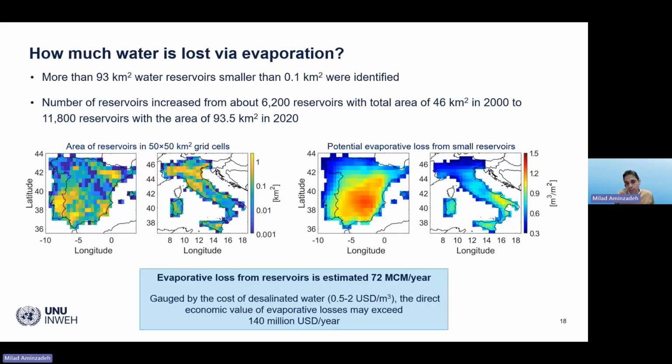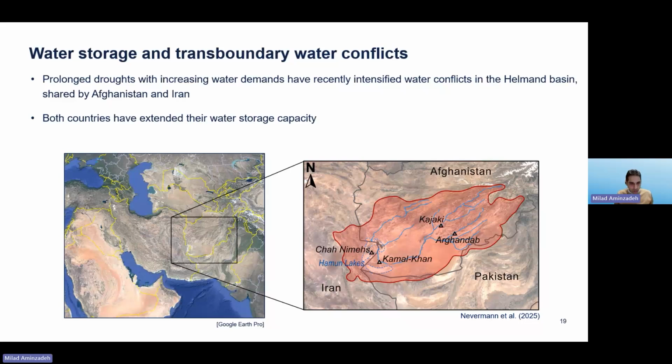But if we gauge it with the cost of desalinated water, which is often proposed as an alternative to provide fresh water for agriculture, the direct economic value of this evaporated water is around $140 million per year. Plus, we need to think about the environmental and ecological consequences of desalination.